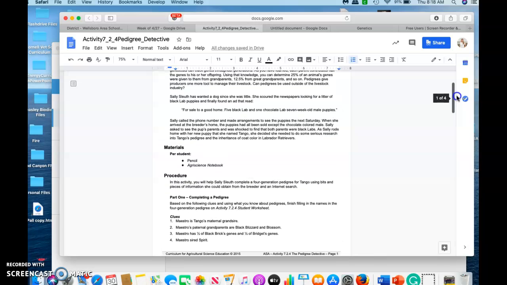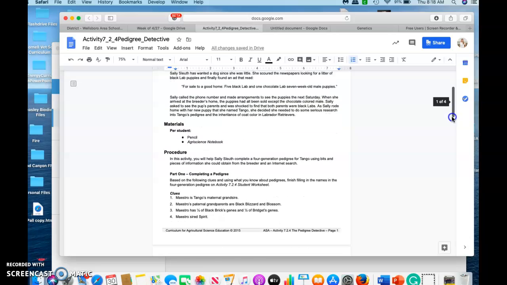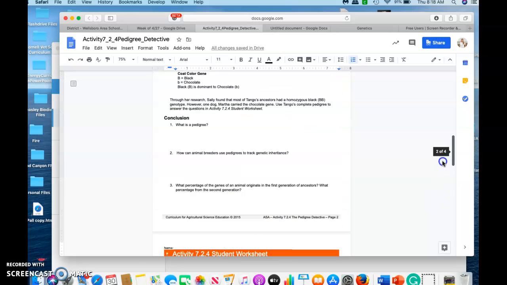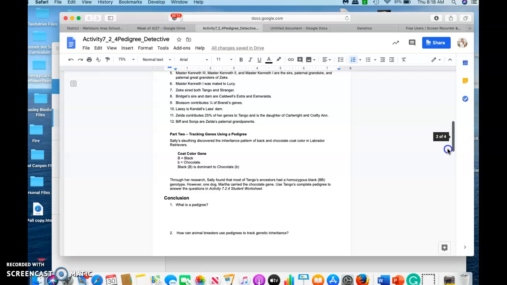So in the scenario, which we didn't read the whole scenario, there was a black lab litter of puppies with one chocolate lab, and Sally purchased the chocolate lab. She was shocked that the parents were black labs. So that's where we're at. This Tango is a chocolate lab. The parents are black labs. So we're doing some sleuthing to figure out how that happened, where that gene was.